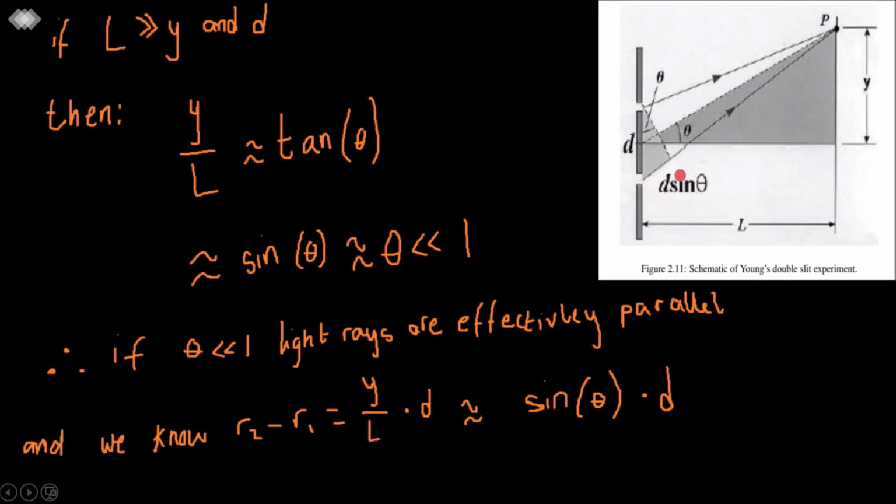Now we need to prove the path difference is equal to d sine theta. Well, if you look at the equation, we had r2 minus r1 is y over L multiplied by d. We can see that y over L is equal to tan theta, which is equal to sine theta, because the angle is so small. Replace y over L with sine theta, and you have r2 minus r1, i.e. the path difference, is d sine theta. So both the objectives that we needed to prove, i.e. that theta was small and that the path difference is d sine theta, have been verified.